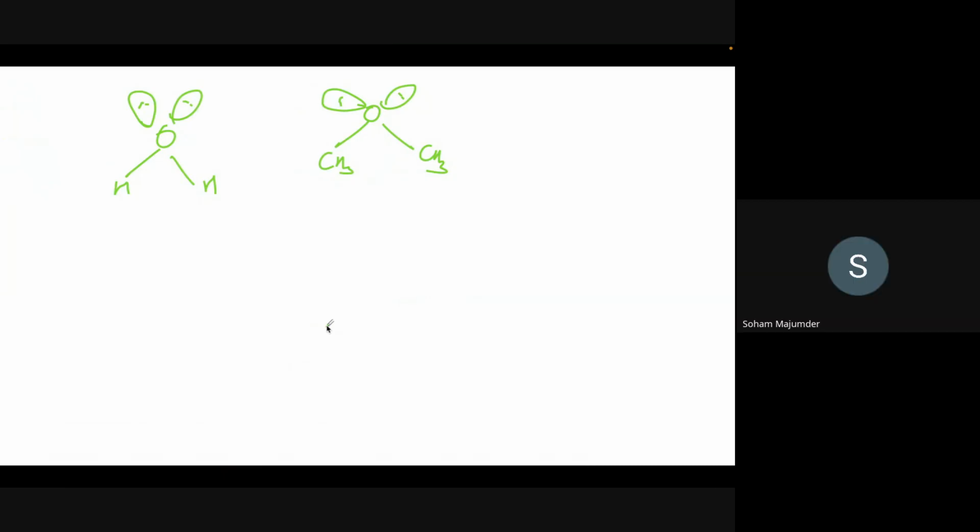So I don't exactly know, because the electronegativities of C and H are very close to each other. But I feel CH3 has a larger bond angle because CH3 groups are more bulky, so they will have more steric hindrance. Therefore, they will spread out more, and therefore the bond angle will be larger. Okay, very good.